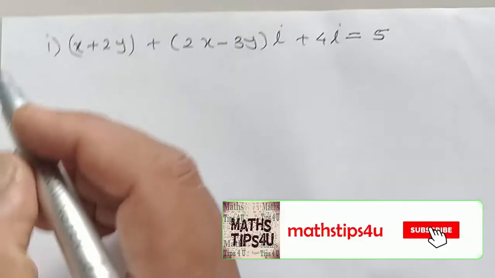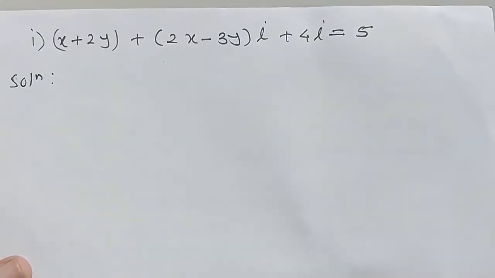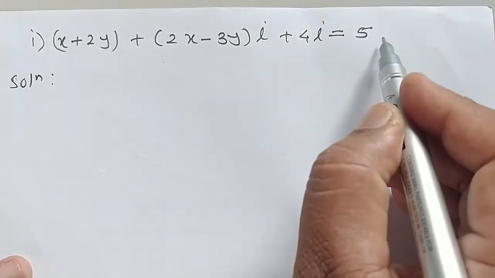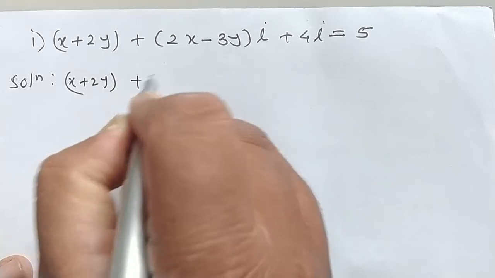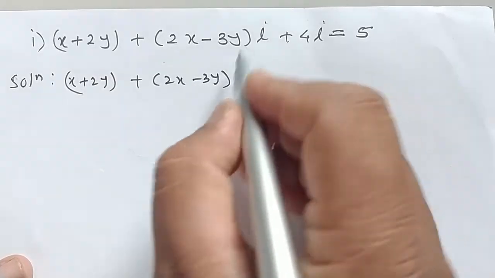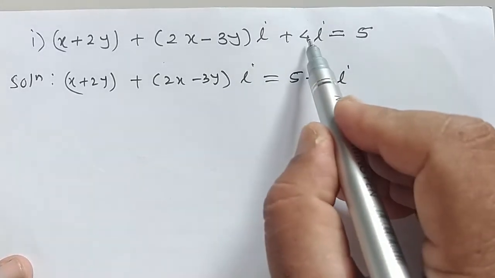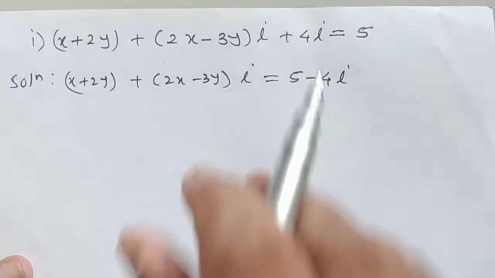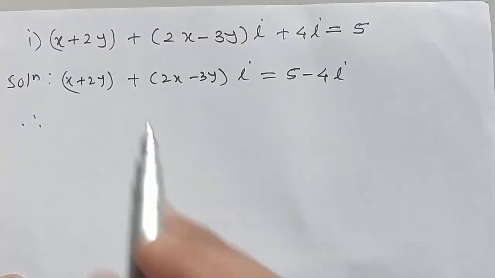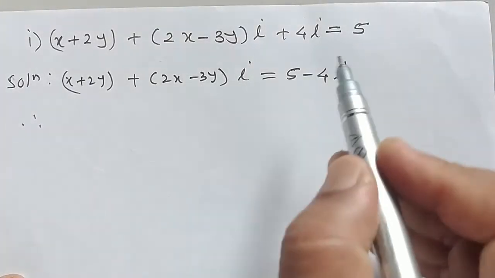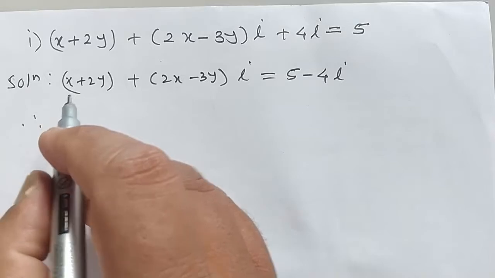Solution. Now we take 4i to the right hand side. Therefore, (x + 2y) + (2x - 3y)i = 5 - 4i. Taking 4i to the right hand side, it becomes minus. Now the left hand side is a complex number, the right side is also a complex number. Therefore, equating real and imaginary parts separately.